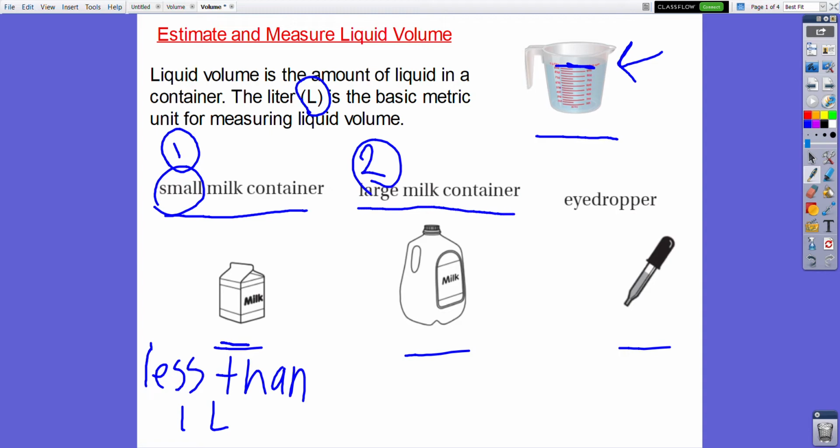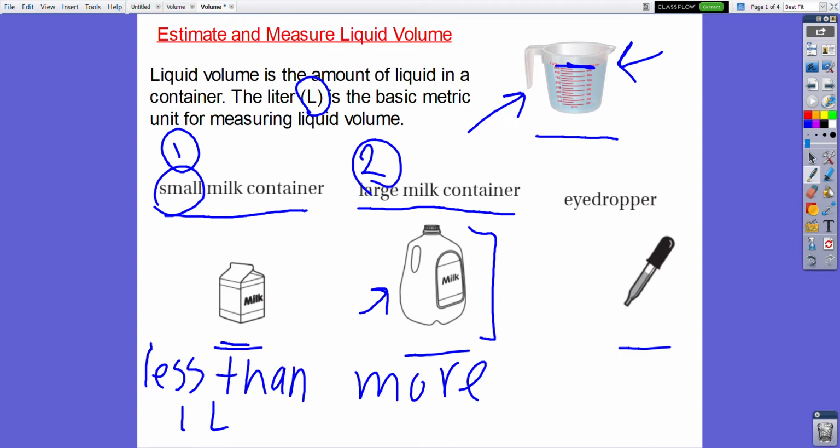Okay, look at number 2. Large milk container. It says large. Do you think this one holds more than 1 liter, less than 1 liter, or about? Compare this container with this beaker. It's written here, large, so it's more than 1 liter.